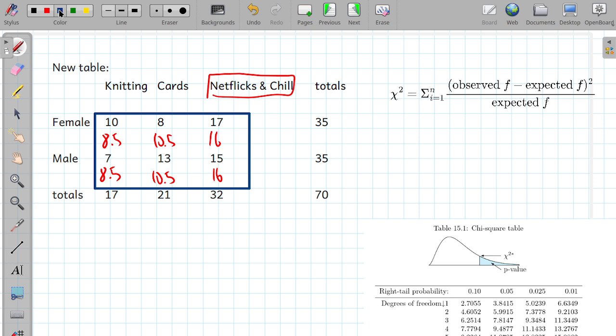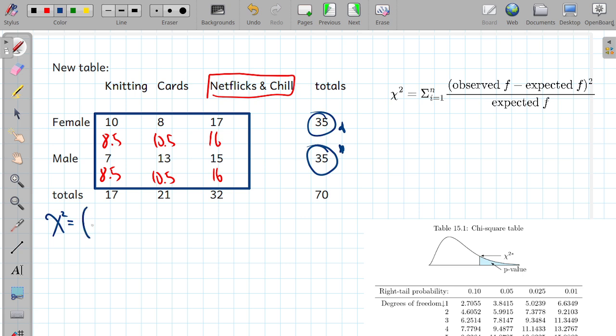Now one of the things that's going to make our life a little easier here is because the sample sizes for males and females are the same. Whatever I compute for female in knitting or female in cards or female Netflix and chill, we're going to have the same contribution towards chi-square for the males. So I really only need to compute the first row and times it by 2. And the only reason I can get away doing that is this thing and this thing are the same size. Let's do this. Okay, so chi-square.